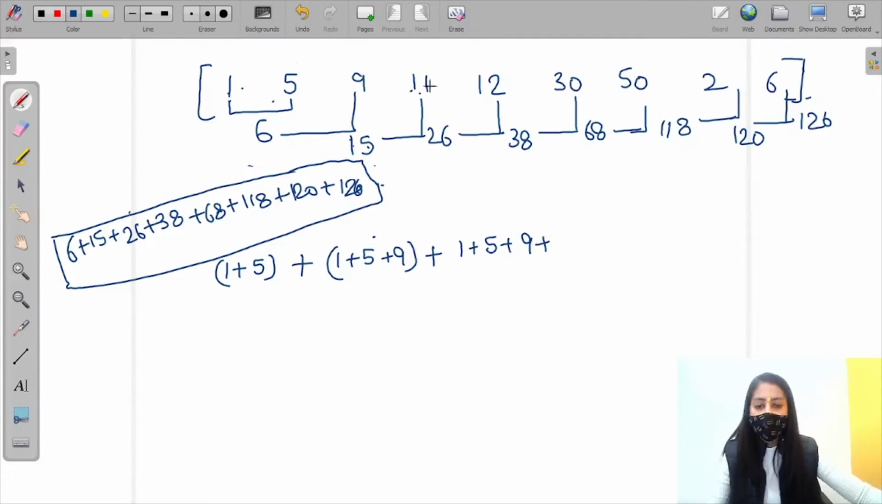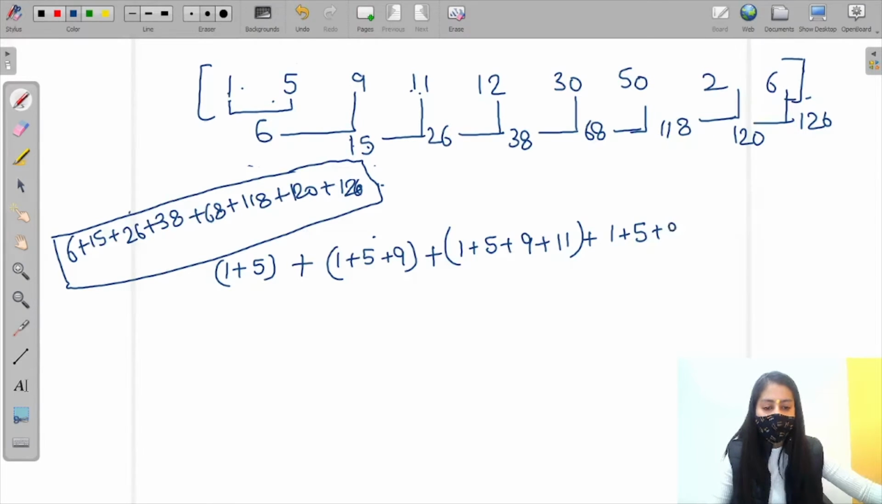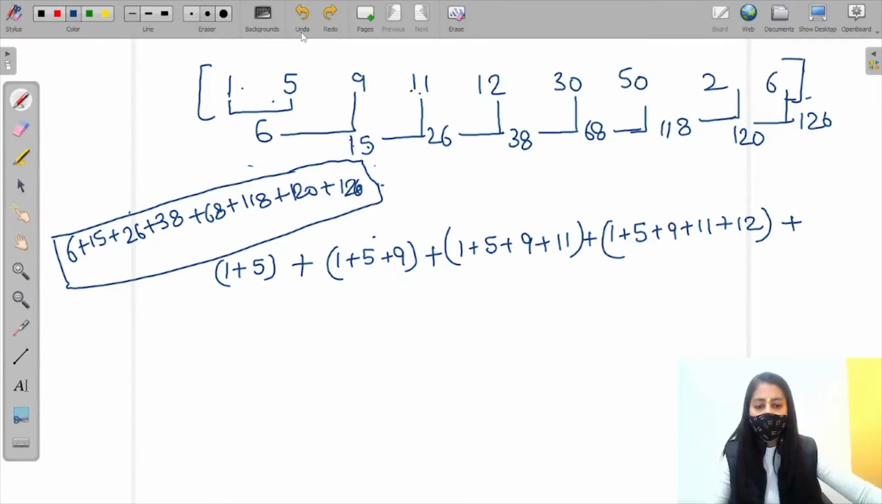Plus now I have to pay a cost of 11 also, right? Similarly, in order to join these sticks, I have to pay a cost of 26 plus 12. Now I can write 26 as this amount plus 12. In a similar way, in order to join these sticks up to here, I have to pay a cost of 38 plus 30. Now I can write 38 as 1 plus 5 plus 9 plus 11 plus 12, plus now I have to pay a cost of 30 also, right?